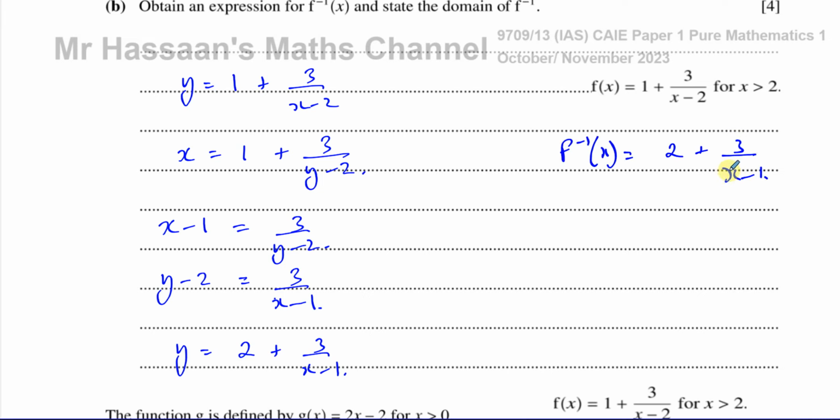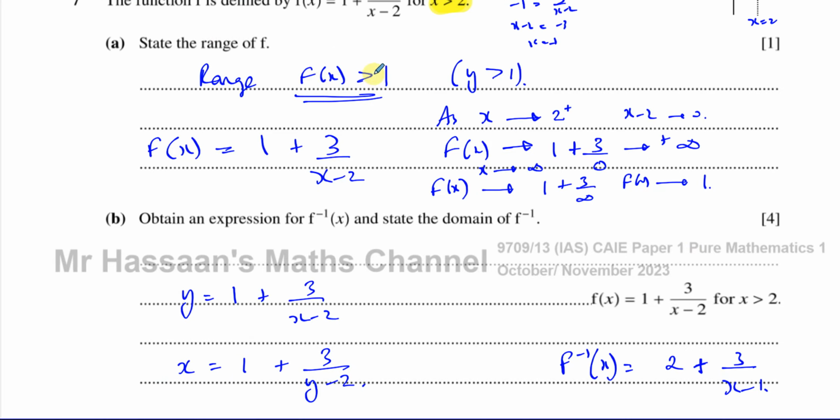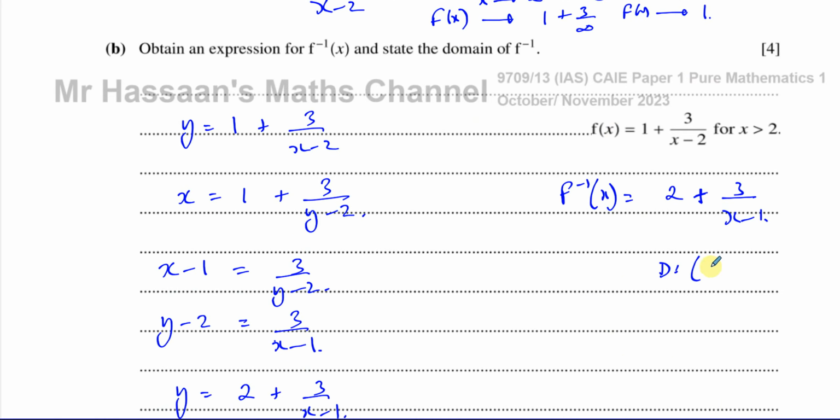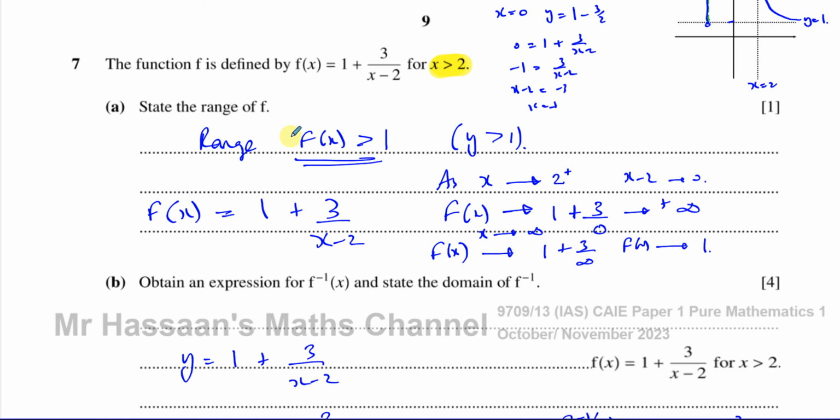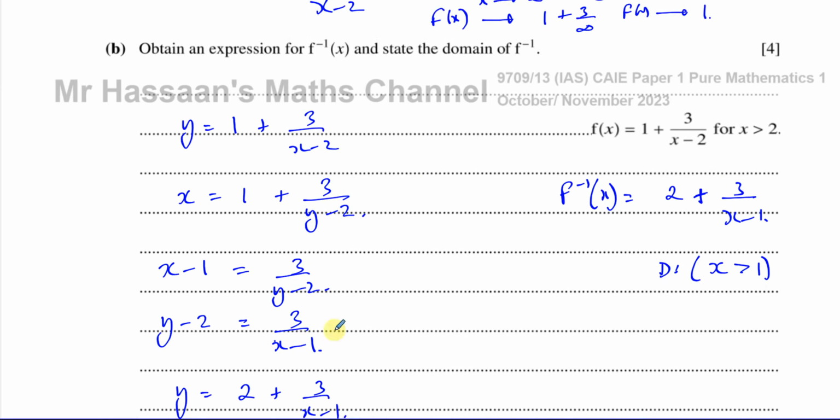And the domain of the inverse function is basically the same as the range of the original function. We know that the range of the original function was f of x is greater than 1, so the domain is x is greater than 1. The domain of the inverse function is always the same as the range of the original function and vice versa. And there's the answer to part b. I mean, we could have re-expressed this as one fraction if you wanted to. That's perfectly fine.